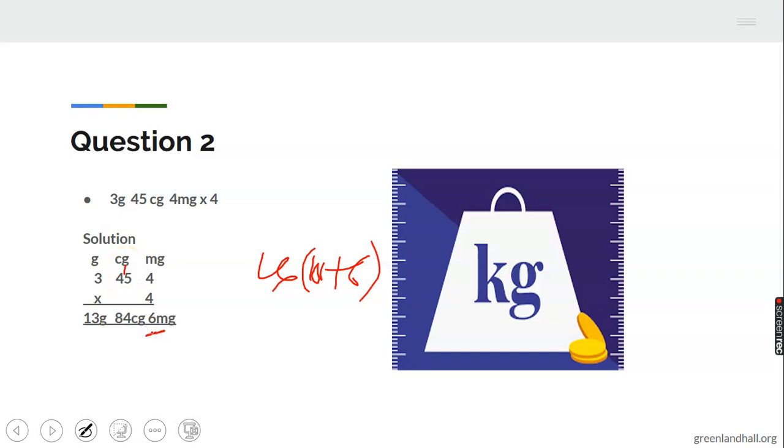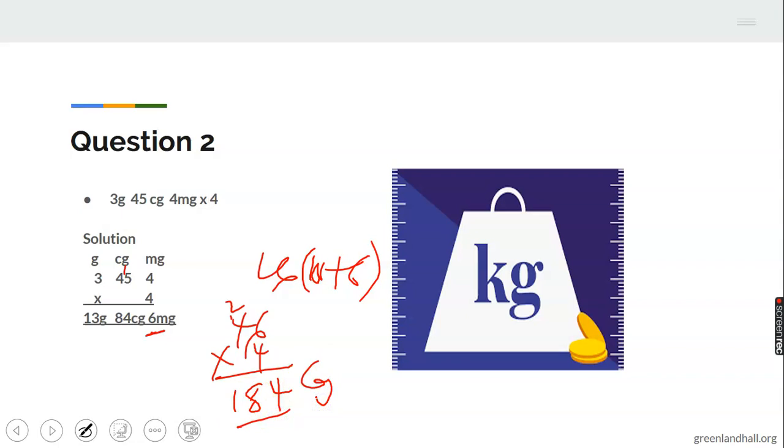Okay, so we come here. 4 times 45. You know it is 45 we have before, plus the one we have carried to this side, that is now 46. So let's calculate. 46 times 4. Tell me, 4 times 6 is what? 24. You write your 4, you carry your 2. 4 times 4 is 16, plus the 2 we have carried. That's 18. So we have 184 centigram.